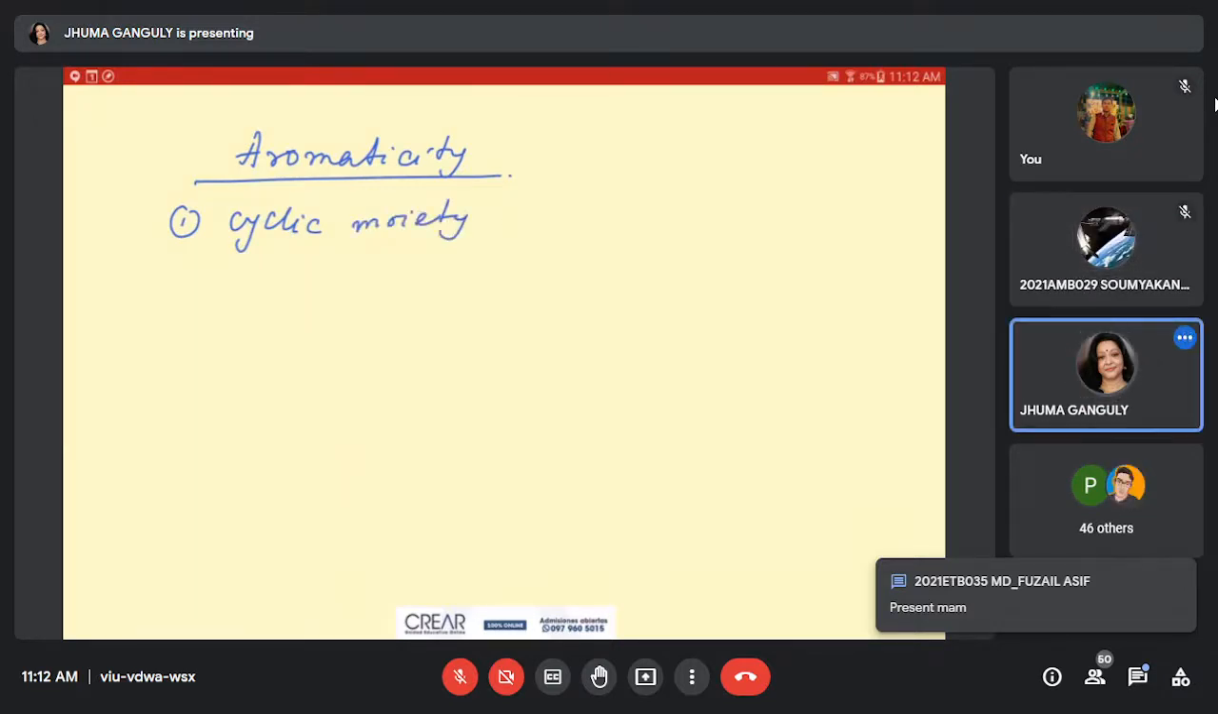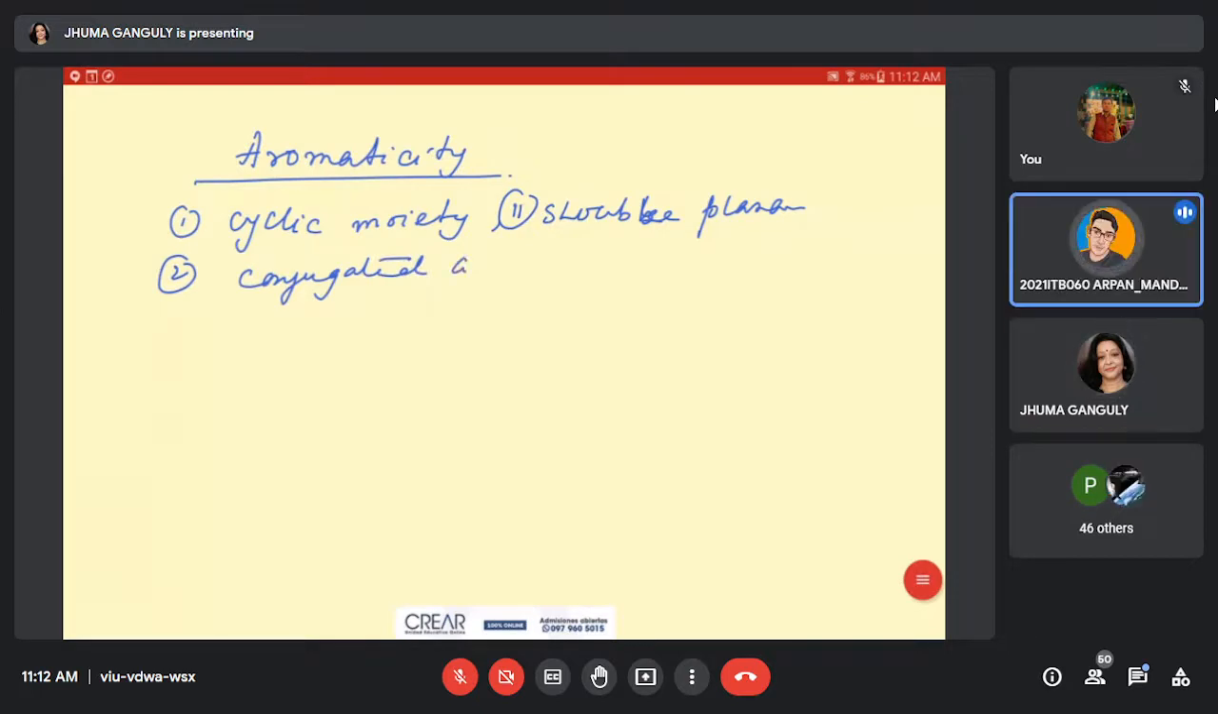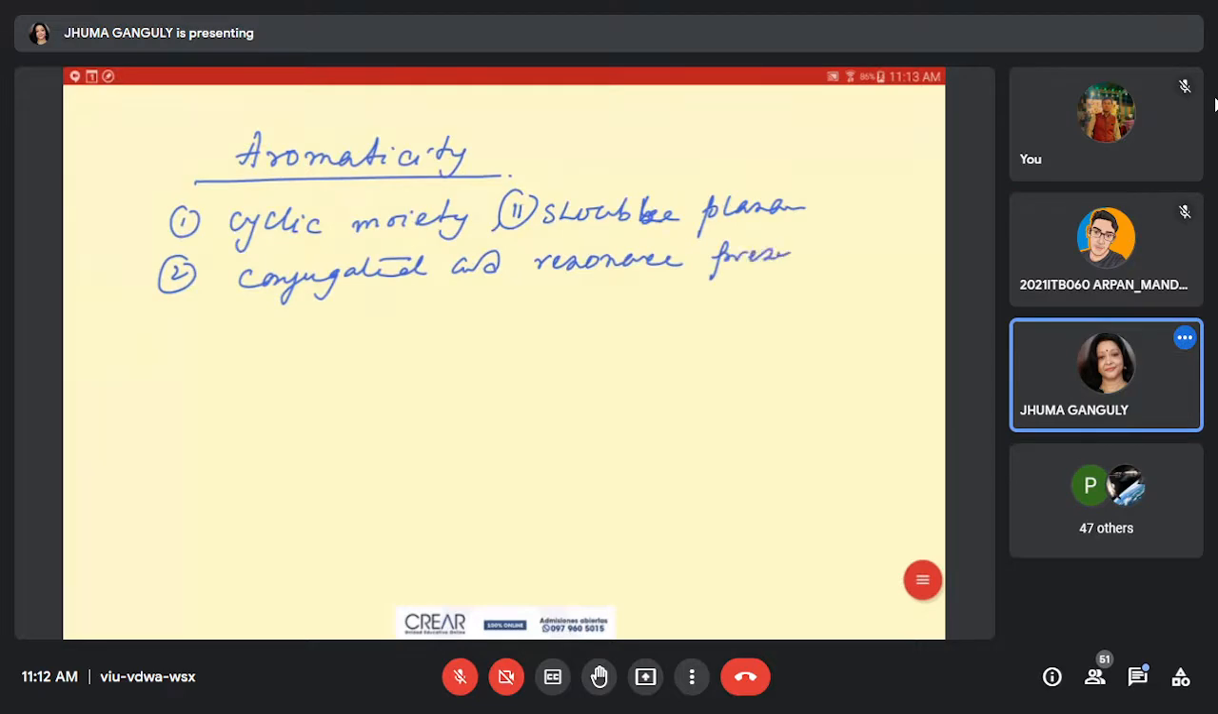The cyclic moiety should be planar. And then next, it should be completely conjugated throughout this ring. Conjugated means alternating double bonds. Yes, resonance stabilization should be present. Actually, you need planarity for resonance. Planar is mandatory, otherwise you do not get any resonance phenomenon.